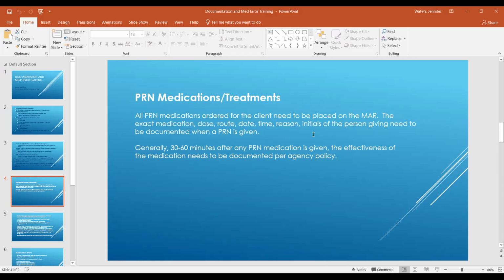Same thing with pain medication or ibuprofen, Tylenol. If it was for a fever, did the fever resolve? Did the pain resolve? Whatever the reason was that you gave that PRN, make sure to go back and document if it was effective or not.